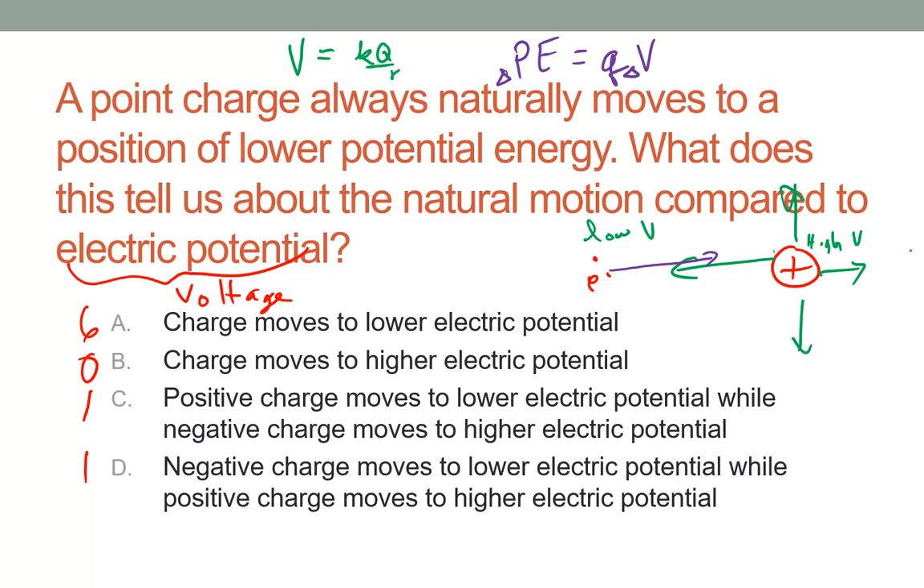But a proton, a positive charge, would do just the opposite. Because it has a positive Q, it's going to try to go to lower voltage, to go to lower potential energy. So both are going to lower potential energy. But that means that a negative charge goes toward higher voltage, whereas a positive charge goes toward lower voltage.